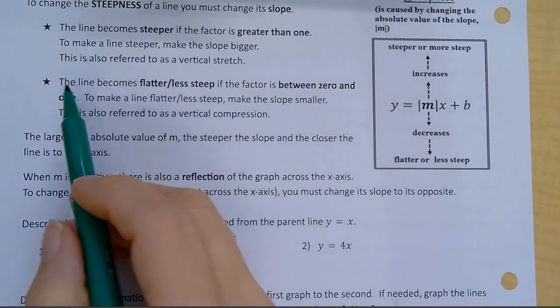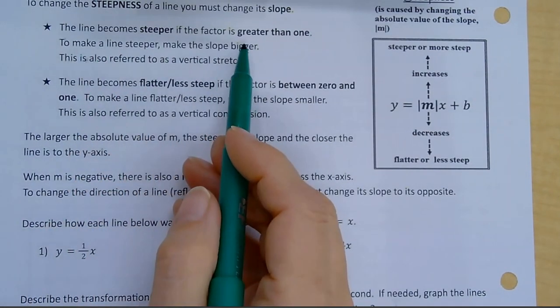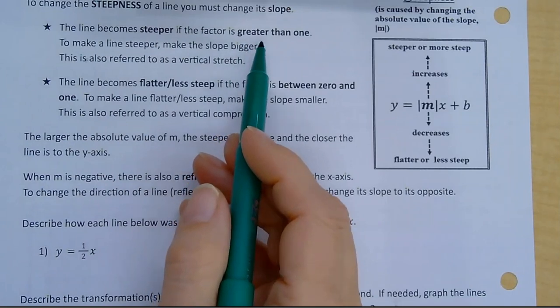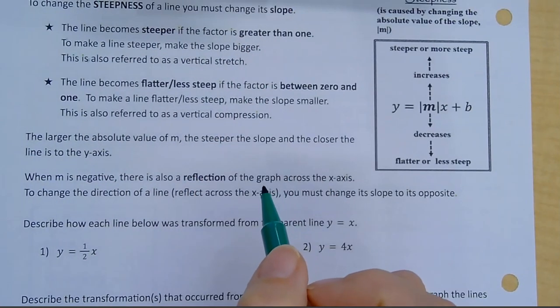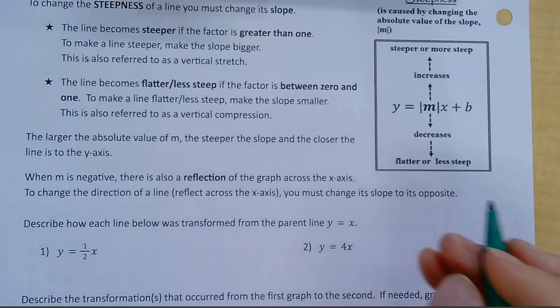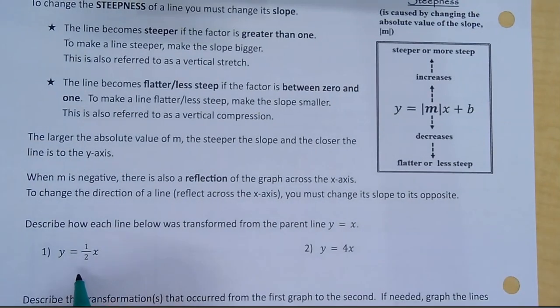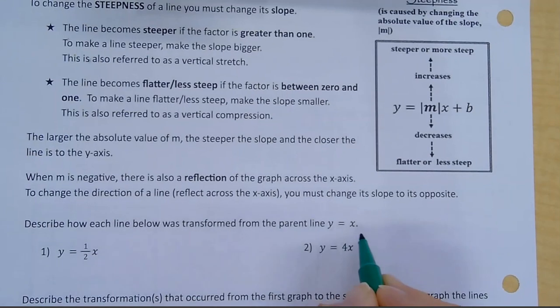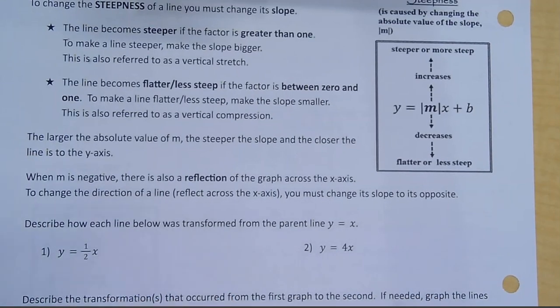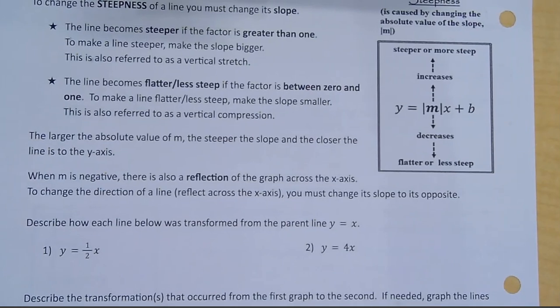All right, so a line becomes steeper if the factor that you're multiplying times m is greater than 1. And so if I start out with a line like y equals x, and I multiply by a factor of 1/2, I've multiplied my original m by 1/2. I know that my new line is more shallow. It is flatter. It is less steep. And so you can draw those right in Desmos and take a look. Let's do that.